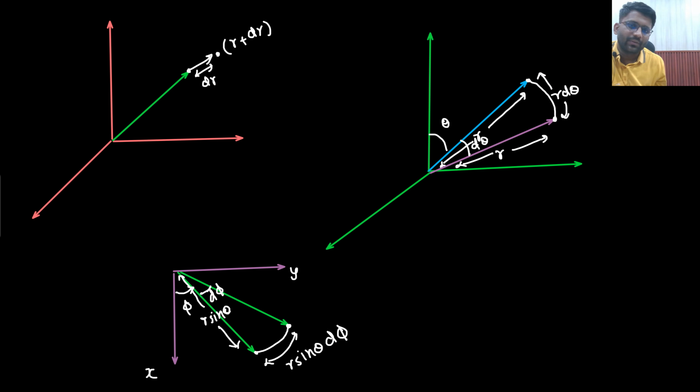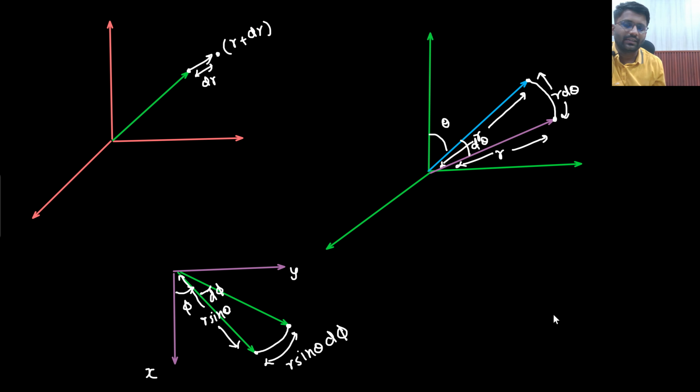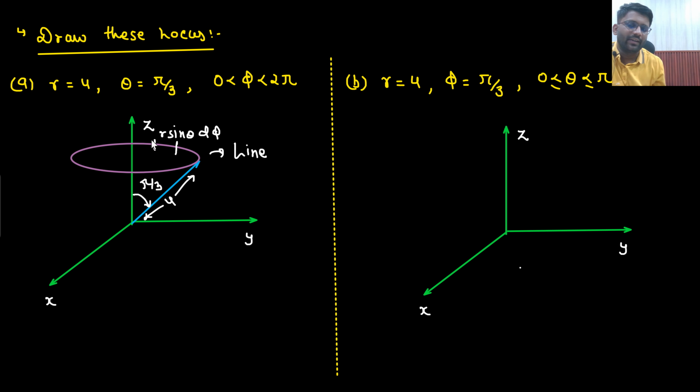We have written it, no? In the direction of phi, r sin theta d phi. So here the small length will be r sin theta d phi, and it will be a circle. So this will be the locus. Okay. What about the next one? r equals 4, phi equals pi by 3. So the angle made with the x-axis is pi by 3, which is fixed.